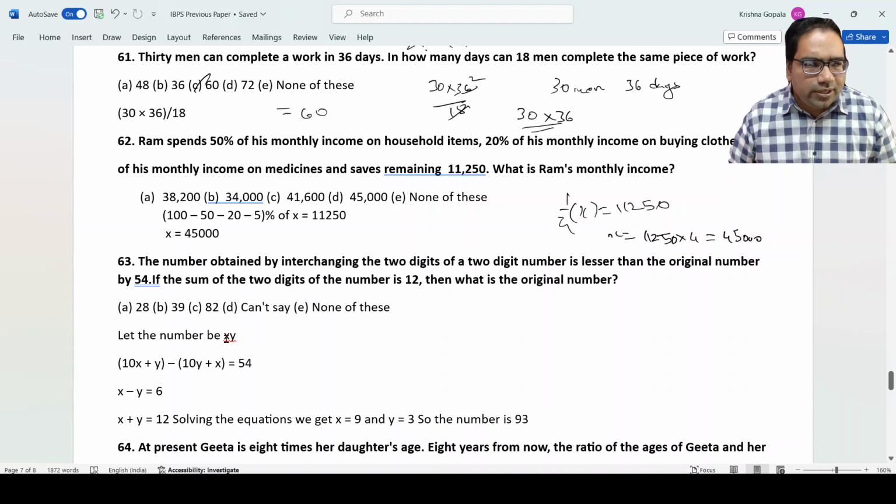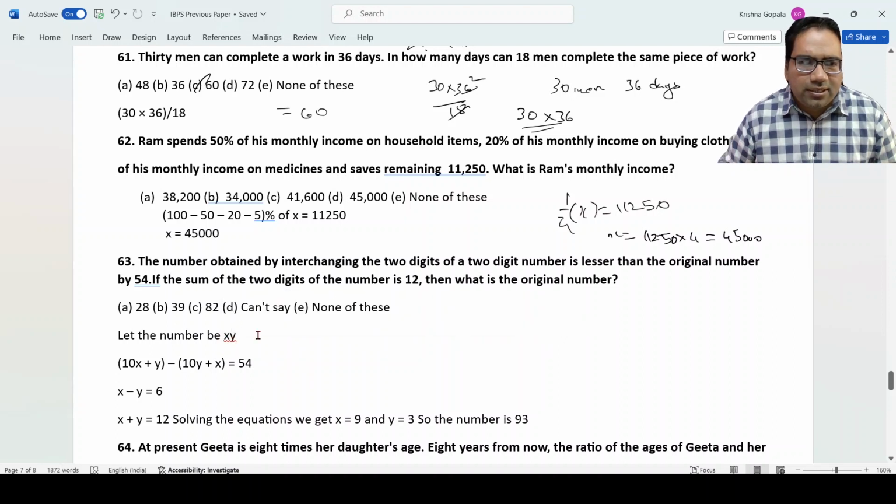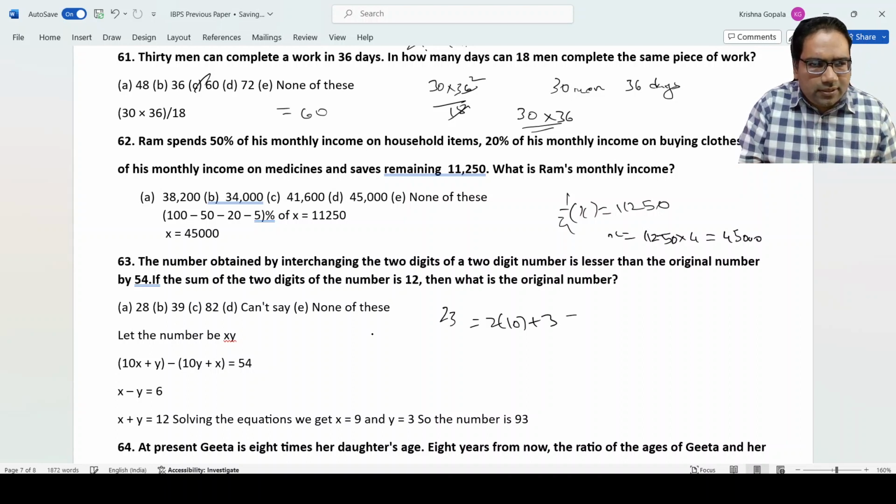First, we'll assume a number is xy. When you say any two-digit number in the form of x and y, what does that mean? That number is actually 10 times x plus y. For example, what is 23? 23 is 2 into 10 plus 3. What is 78? 78 is 7 into 10 plus 8.